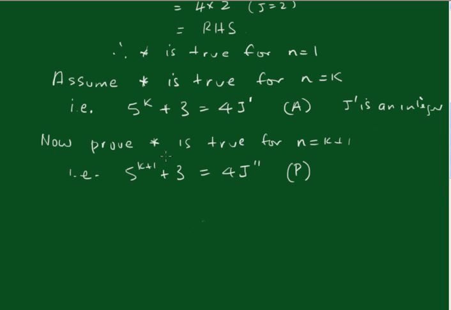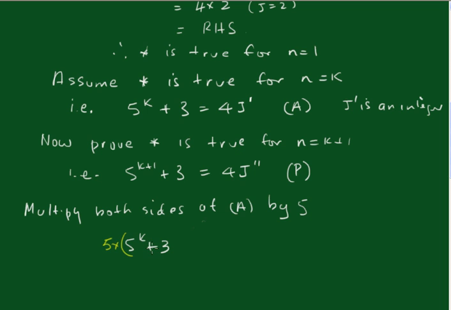Now, I'm going to make the left-hand side the same. So I'm going to first of all multiply both sides of this by 5. So this will be the same here. So multiply both sides of a by 5. So now I'll do this. I'll get 5 to k plus 3, I'm going to multiply that by 5. And then here we've got the 4j dash, and I'm going to multiply that by 5.